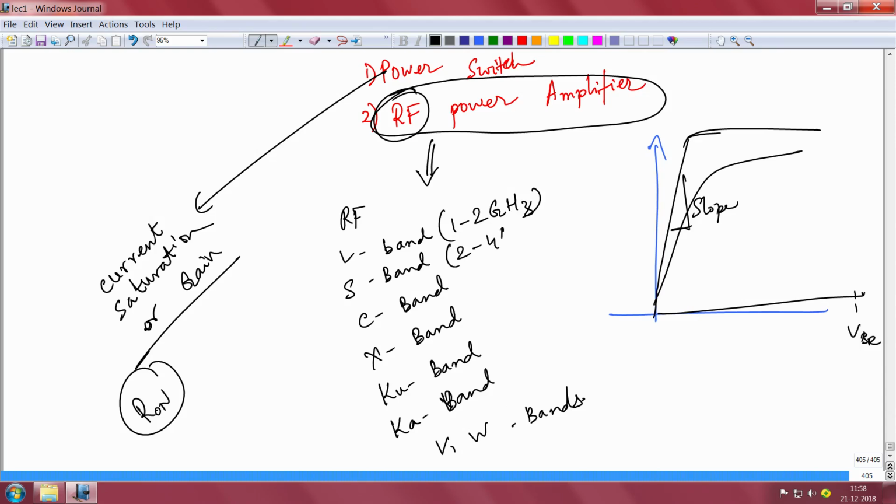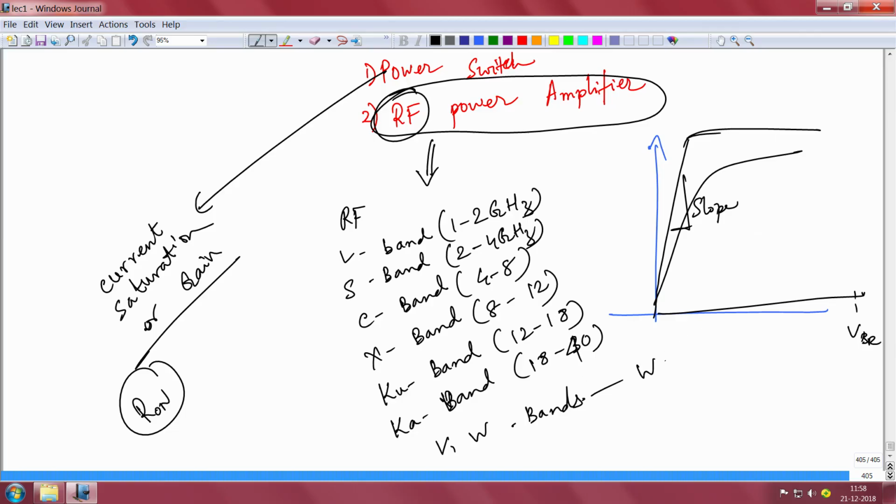This is 2 to 4 gigahertz of electromagnetic waves. This is 4 to 8 gigahertz. This is 8 to 12 gigahertz. This is 12 to 18 gigahertz. This is 18 to, I guess, 30 gigahertz, and then more. Okay, 18 to 40 probably, and then this is more. Okay, and W band is probably like 90 to 110 gigahertz and so on.